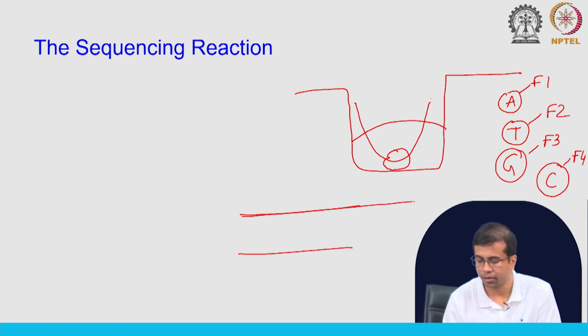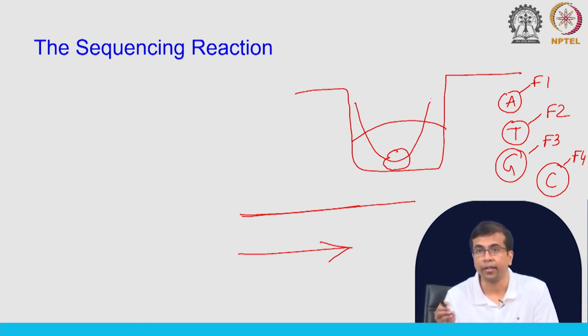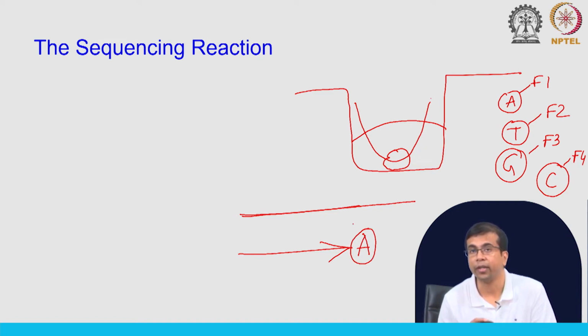So, here is your template and here is the primer, and we give all these fluorophores together. The polymerase then selects the right one based on the complementary sequence. So, let us say you have this addition of A, and during this addition of A, the fluorophore will come out, it will be released and the detector will detect this fluorescence.